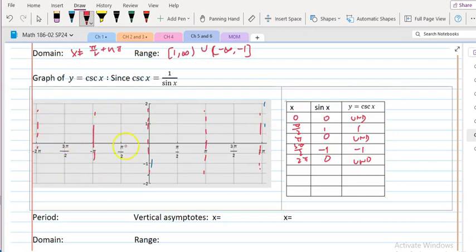Okay, so let's graph the sine function as a reference function. So it should be like this, right? So we'll dot it.